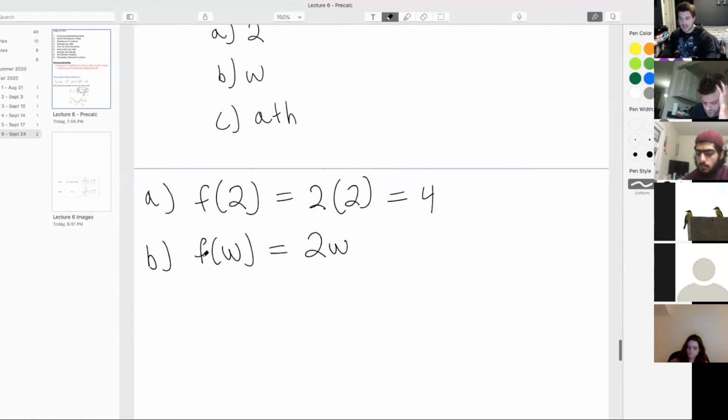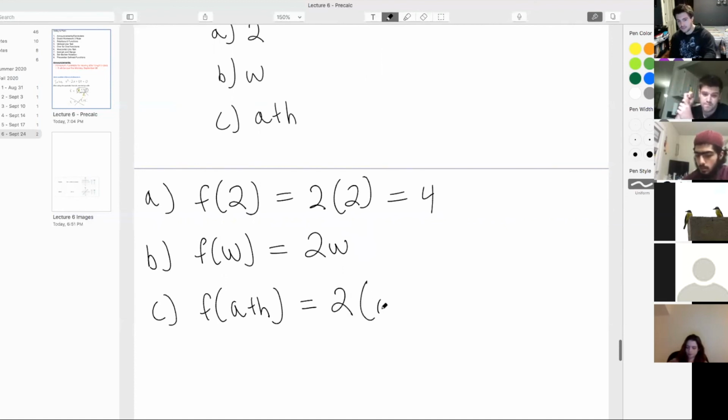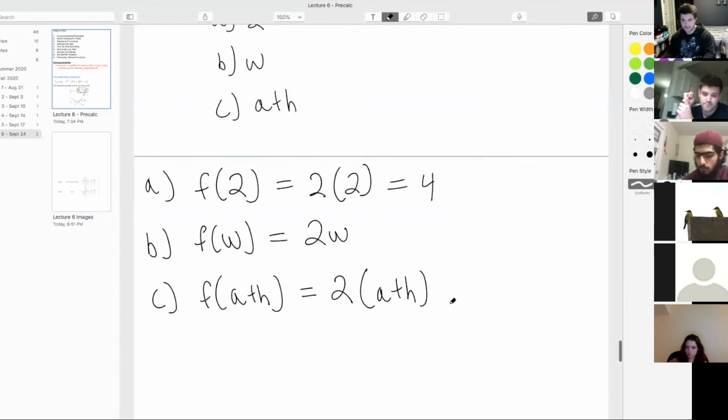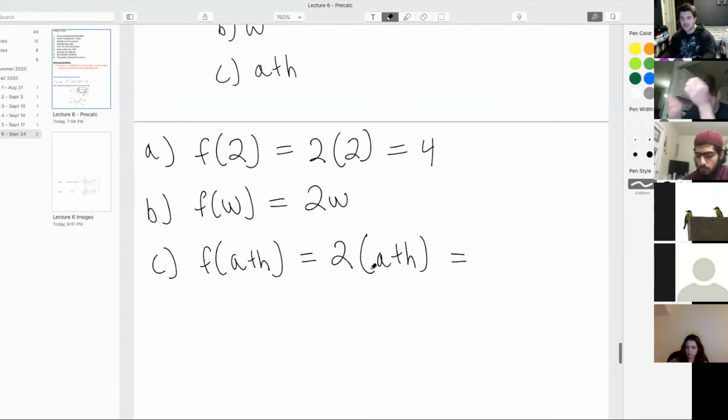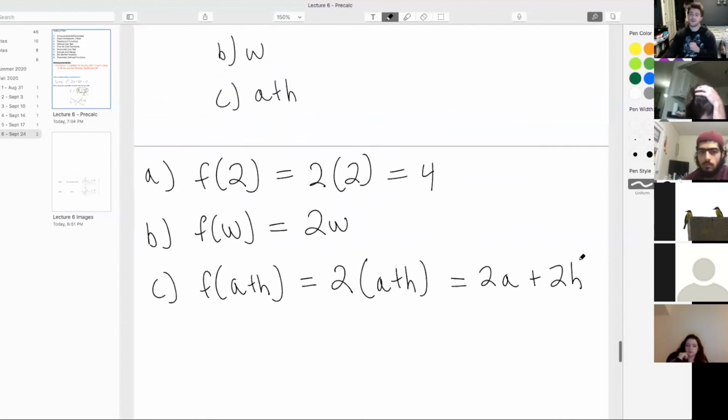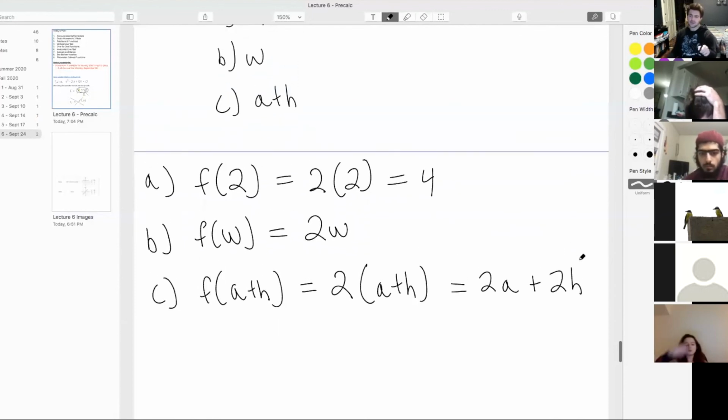And the last one, f of a plus h. Nothing's different here. You just take the input and multiply it by 2. It's just going to be 2 multiplied by a plus h. And if you want to go a little further, you can distribute the 2 into both terms, the a and h. It'll be 2a plus 2h. Here a, h, and w are just fixed numbers represented as letters.